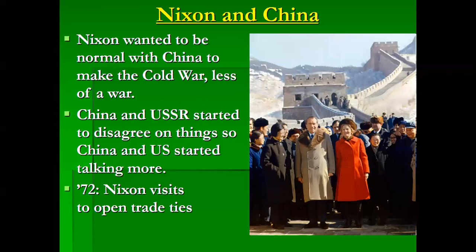So Nixon and China. This is where Nixon's genius really, really comes into play. So China had become communist. And when China became communist, their very, very best friends were the USSR. Nixon wanted to be cool with China. China's a massive country, and he wanted to sell goods to China, and he wanted China to sell goods to the United States. To do that, the United States and China had to become friends.